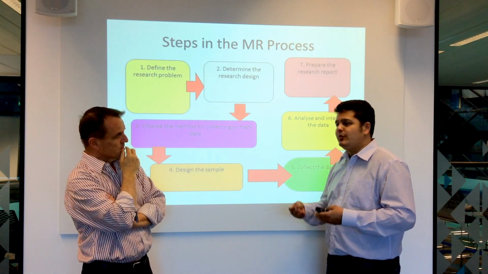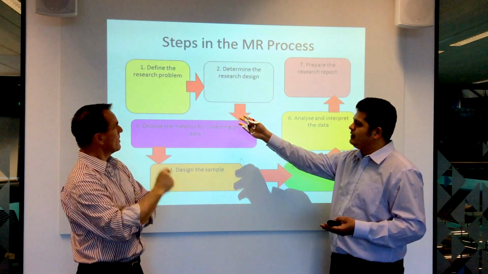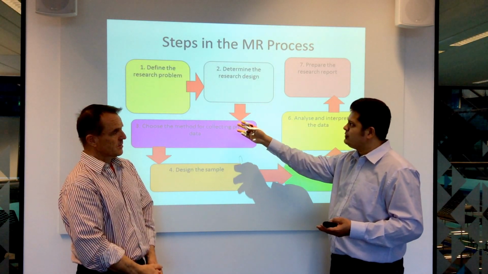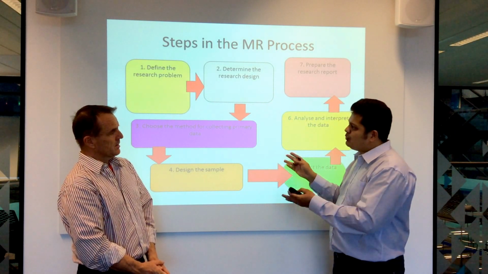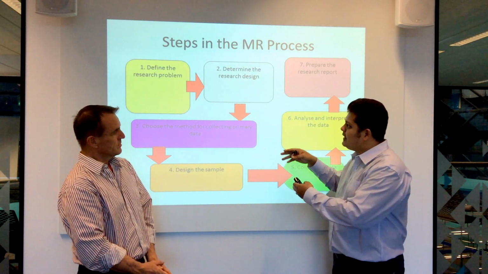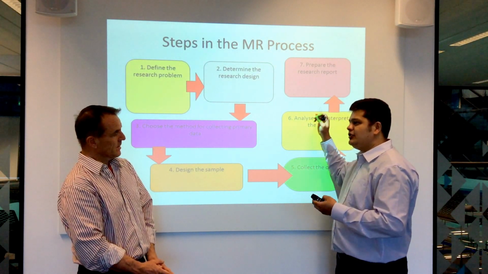We take that information, we process that information, and this is the process that we normally follow. You start with a research problem or a research question, you design and plan your research before you start doing it. Once you've planned everything, we'll talk about the methods later, then you collect the data, you analyze the data, and then you report your findings to your client.